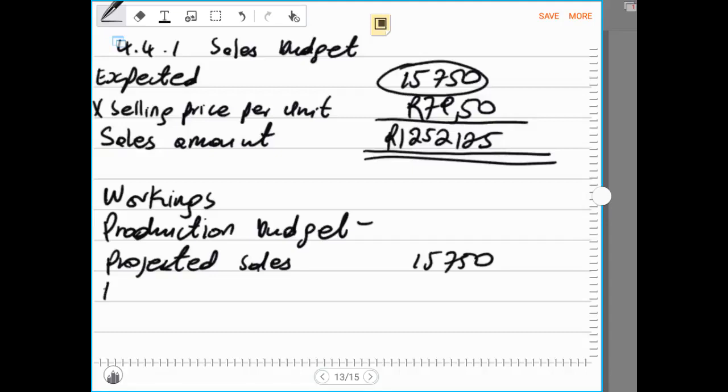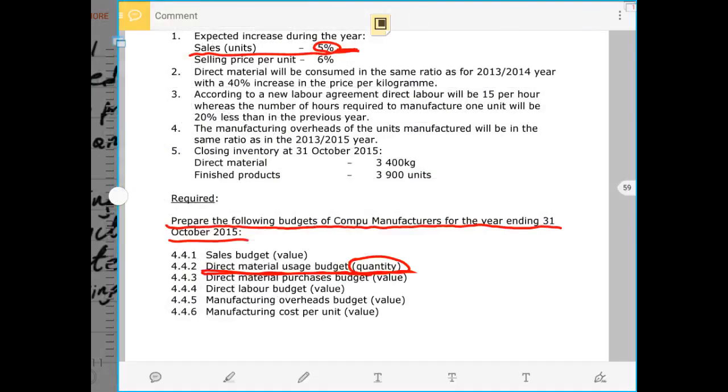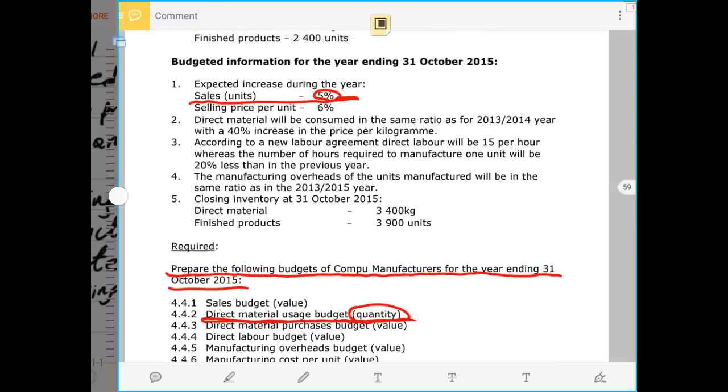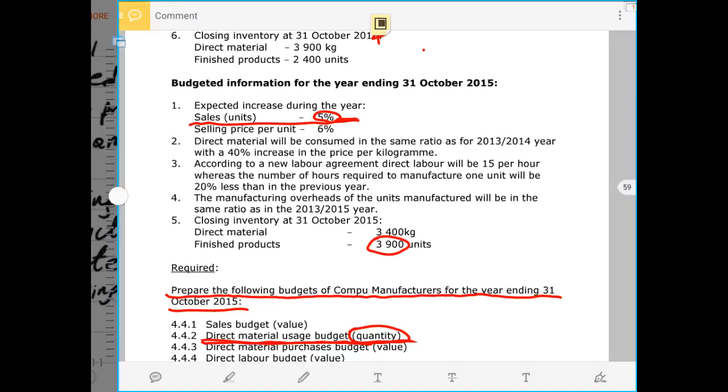Then after that we add the closing stock, because closing stock is the units that were manufactured in the current period, and our closing stock comes from the given information. Our closing stock will definitely be in the current year, and our closing stock will be 3,500 units. Remember, we are looking at the closing inventory in terms of stock, not the raw material. Then we take the closing stock as 3,900.